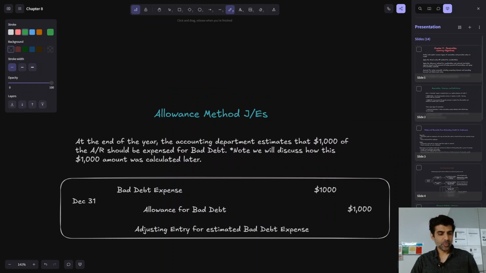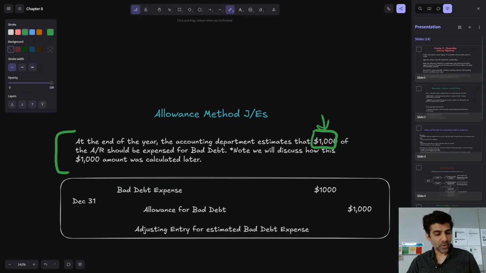This is kind of how it works. At the end of the year, our accounting department estimates that $1,000 of accounts receivable should be expensed as bad debt. And again, how this $1,000 came about, we're going to talk about. There are those three methods, right? But for now, just assume that this $1,000 is there.